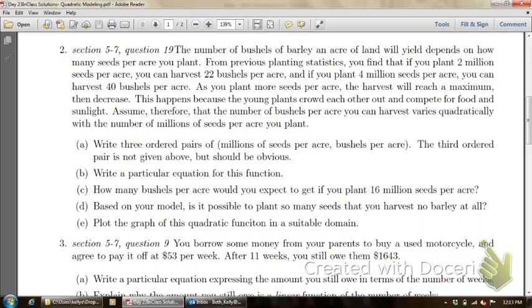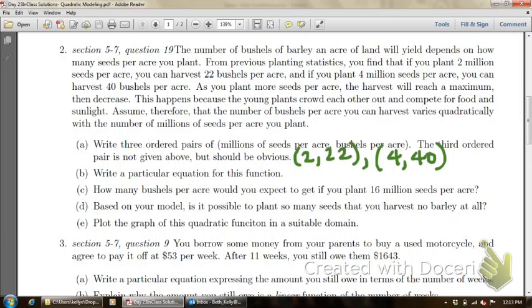So if we look through, we see that if you plant 2 million seeds per acre, then you can harvest 22 bushels per acre. So that's actually giving us 1 ordered pair. Those 2 pieces go together, so 2, 22 is 1 ordered pair. We also have that if you plant 4 million seeds per acre, you can harvest 40 bushels per acre. That's giving us another ordered pair, and that ordered pair is 4, 40.